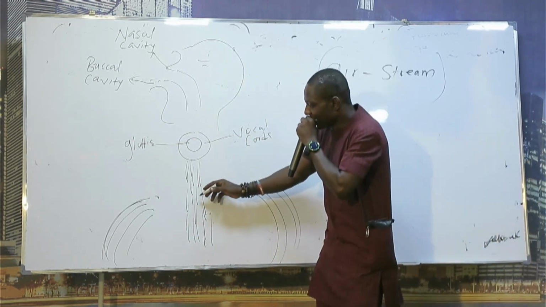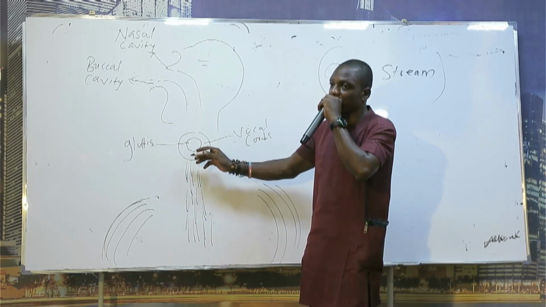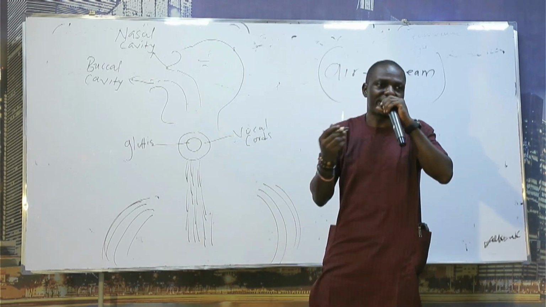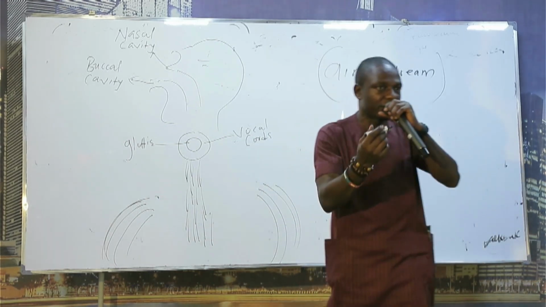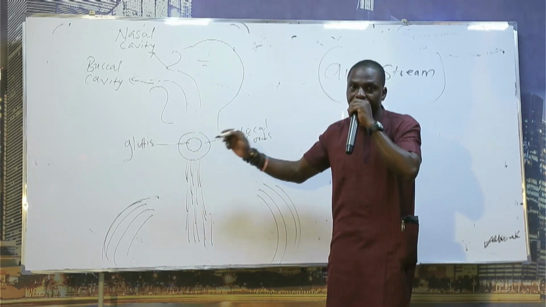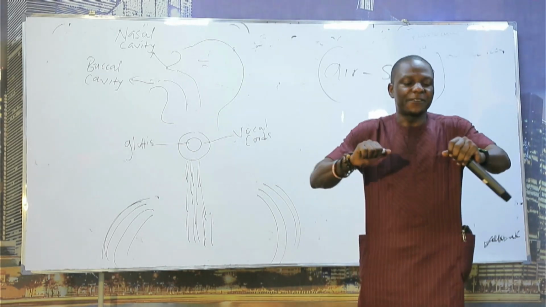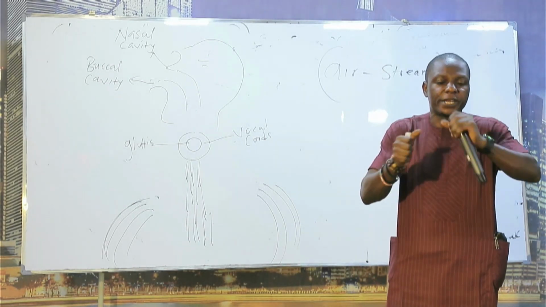It is when the sound that is coming from the airstream gets to the vocal cords and finds it very difficult to pass through the state of the glottis. You know, the state of the glottis is smaller. And then the air is thick. It finds it difficult to pass through the little opening.